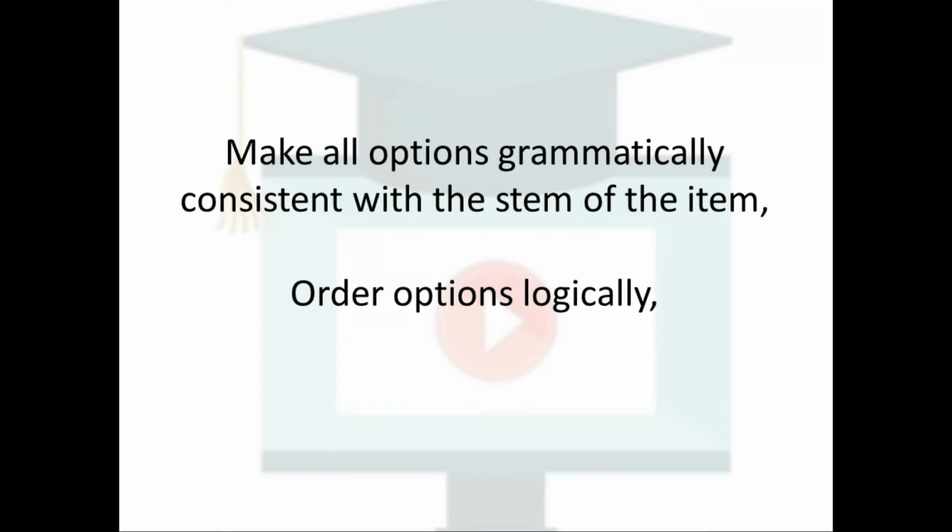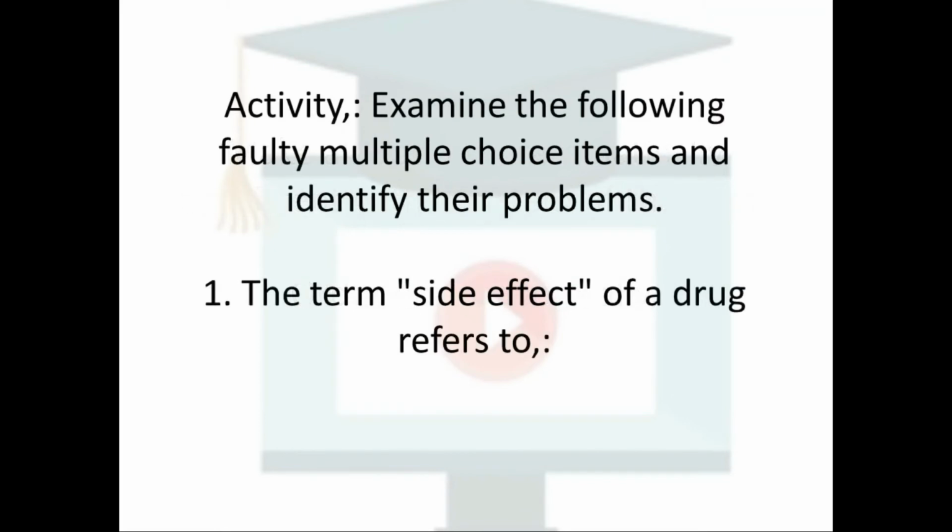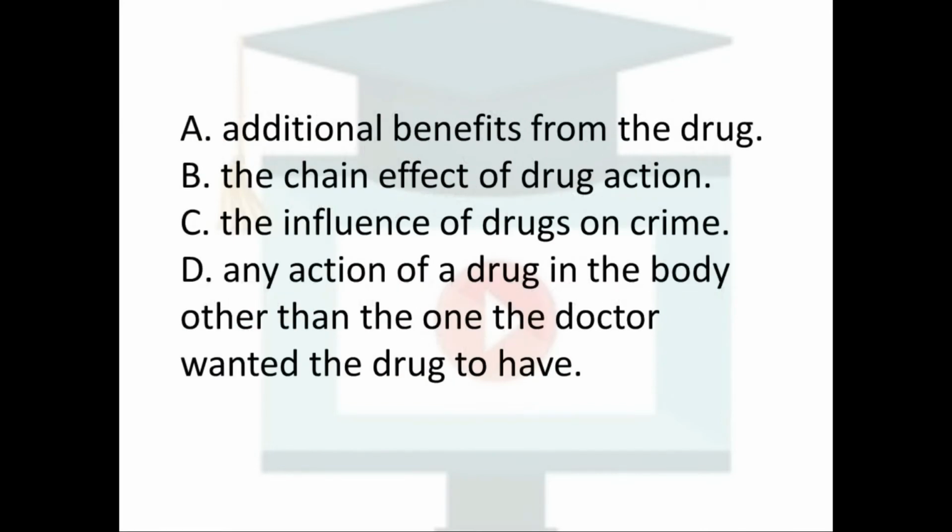Order options logically. Activity. Examine the following faulty multiple choice items and identify their problems. 1. The term side effect of a drug refers to: A. Additional benefits from the drug, B. The chain effect of drug action, C. The influence of drugs on crime, D. Any action of a drug in the body other than the one the doctor wanted the drug to have.